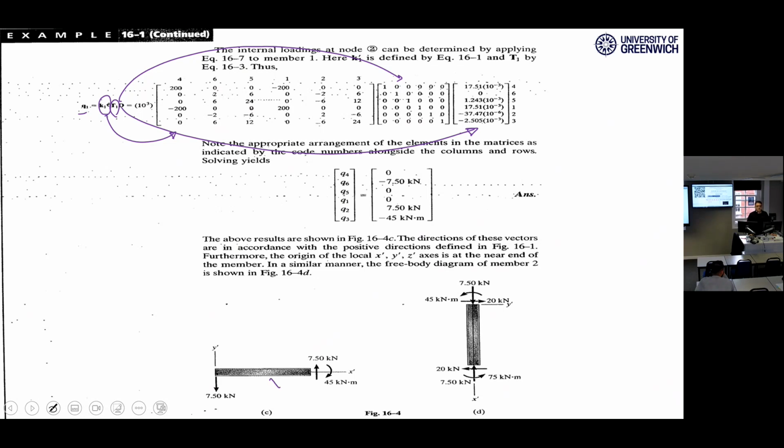So we have all of them together. We have the transformation matrix, the local coordinate system stiffness matrix, and the deformations we just calculated. If you multiply them together, you will come up with the forces at near end and far end for element number 1. These three are at near end, these three are at far end. If you do the section, you should come up with the same results, right?